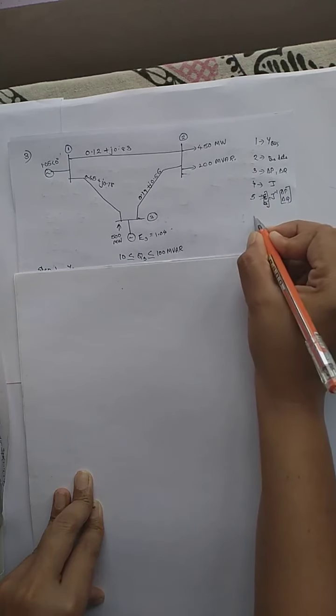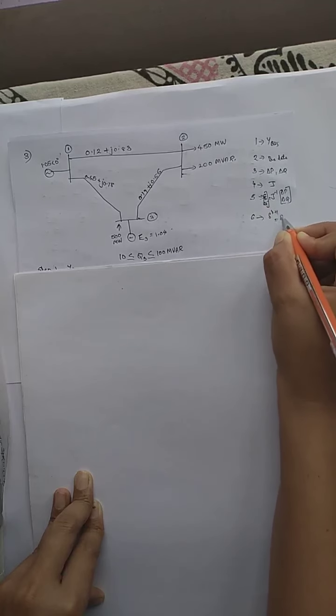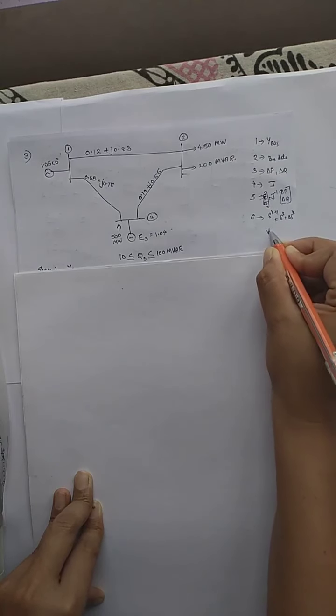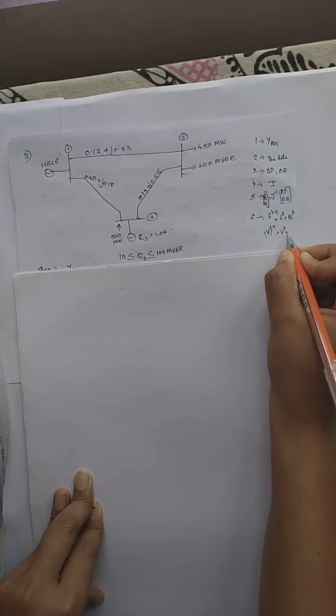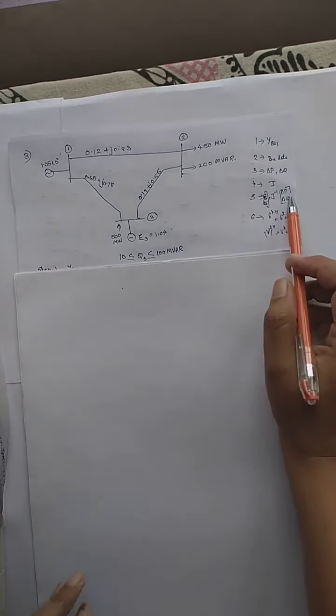Then delta for the next iteration is equal to the present value plus delta delta K. Similarly, the magnitude Vk plus 1 will be Vk plus delta Vk plus 1. When the value of delta P for two consecutive iterations is less than the tolerance epsilon, usually taken as 10 raised to minus 3, then we will stop our iterations.